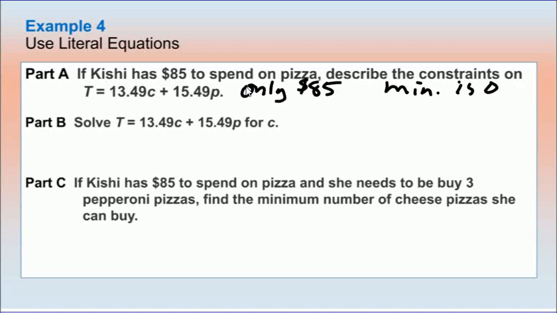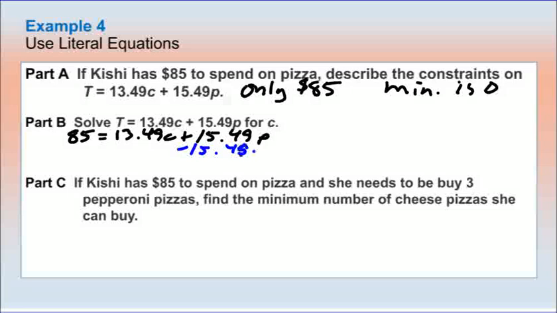Okay. So part B, let's solve for this. For T, we know the total is 85, so I'm going to put 85 in for T, equaling 13.49C plus 15.49P. I need to get C by itself, so I'm going to subtract 15.49P on both sides.